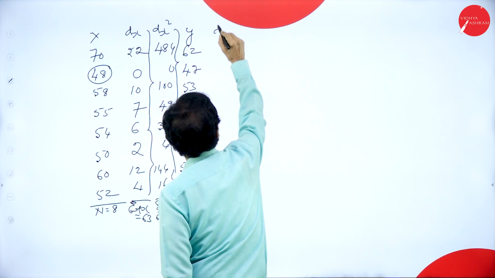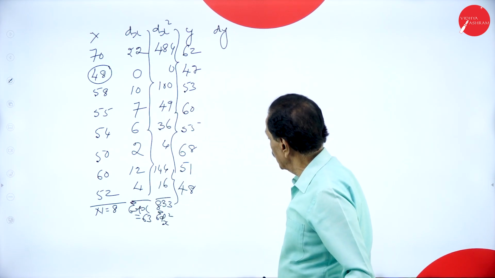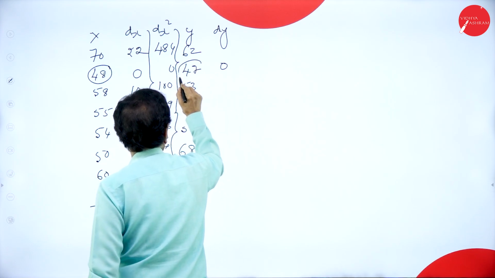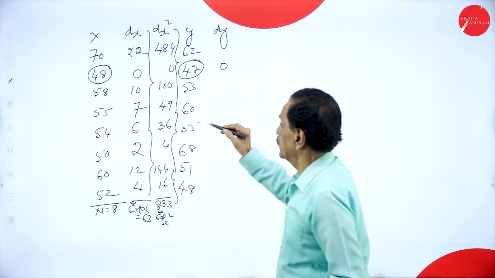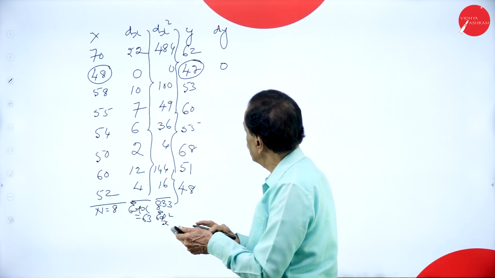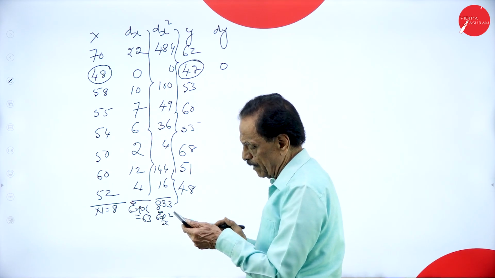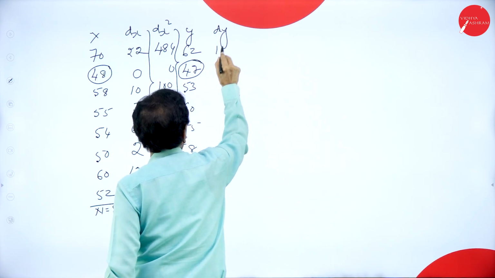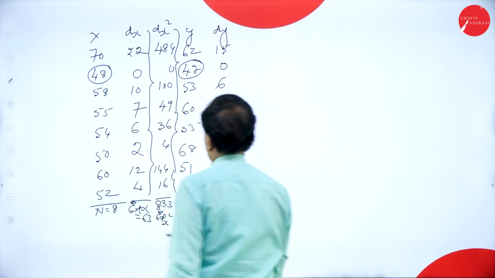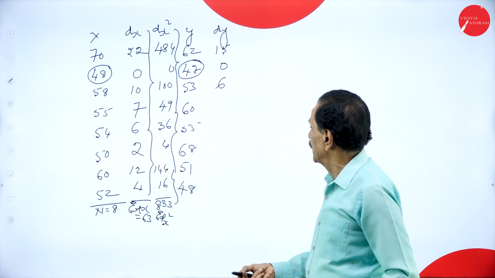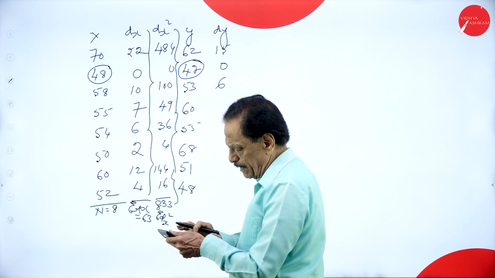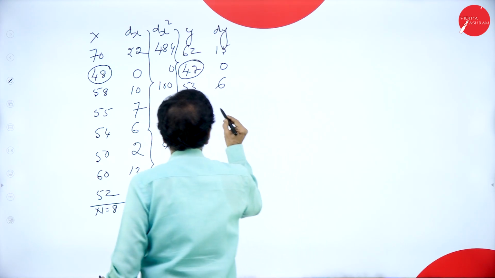Come back here, dy. The lowest number here is 47, which is 0. Then 52 means 47 plus 3 is 50, plus 2, that is 5. 62 minus 47 is 15. 53 means 6. 60 minus 47 is 13.